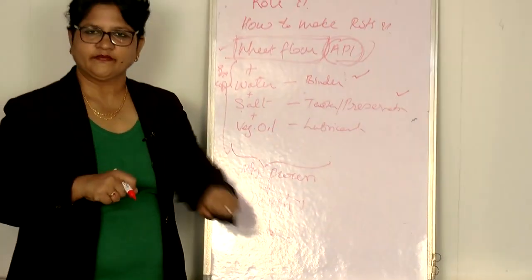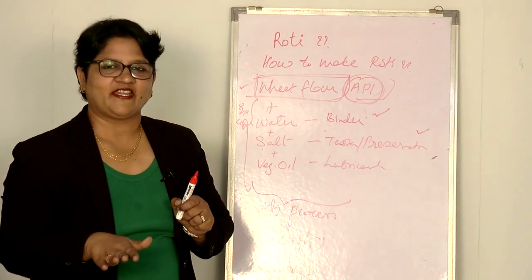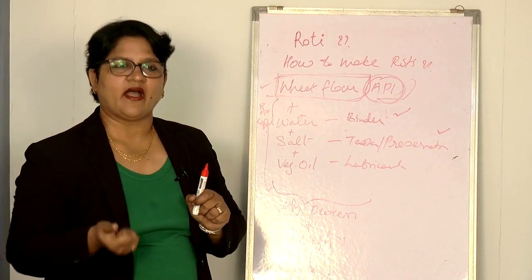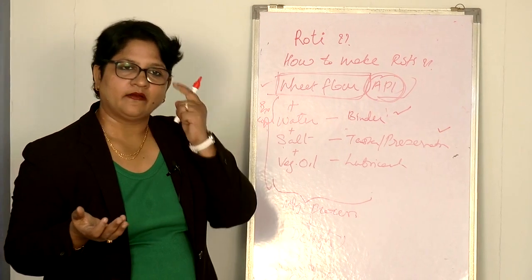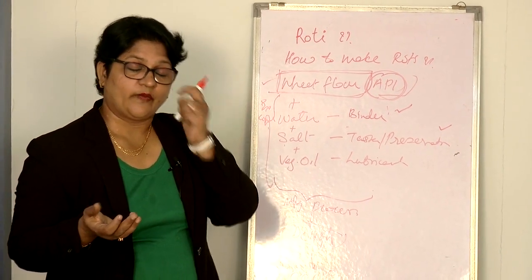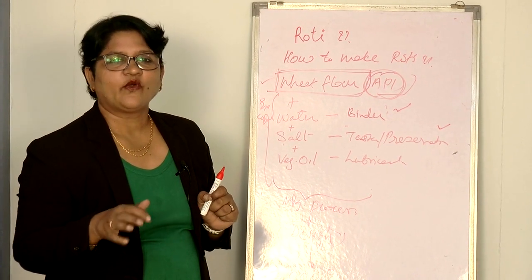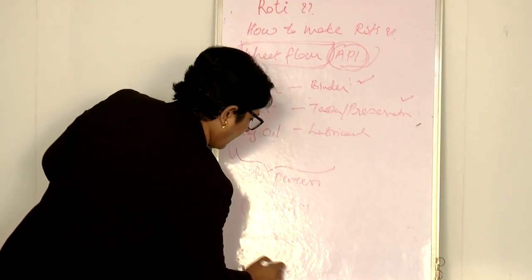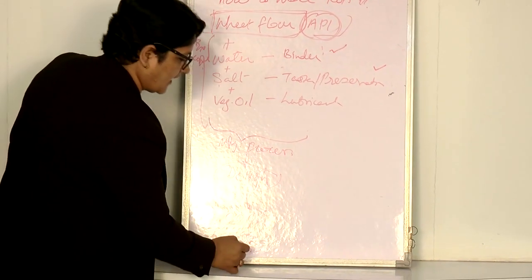Then once you make the chapati, you have to roast it. If you are roasting, you are controlling the flame. If you make the flame high, the roti will burn, right? It will be burnt. Or when you keep the flame low, it won't be fried, right? So the final output is roti, correct?